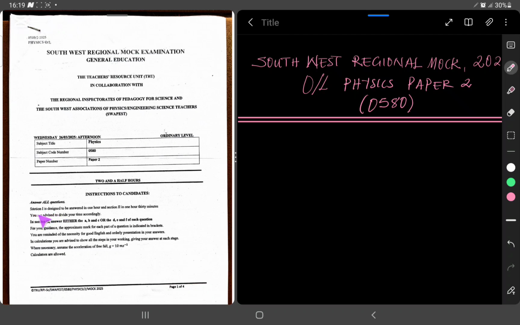Now, the paper is divided into 2 sections. We have section 1 and section 2. Section 1 is designed to be answered in an hour and section 2 in 1 hour 30 minutes. In section 2, you are supposed to answer either A, B, and C, or D, E, and F of each question. As for the information given to you, we have our value of g, the acceleration due to gravity or the acceleration of free fall, g to be 10 meters per second squared. Without wasting much of your time, let's get straight to the questions.